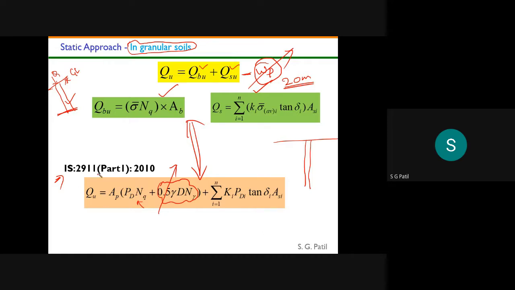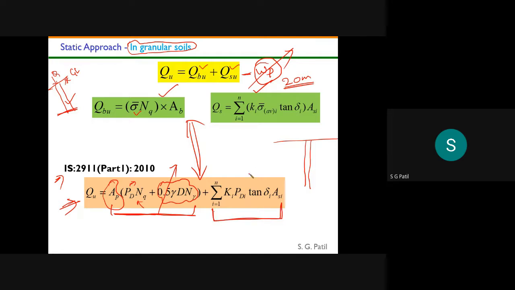Okay, so this is the IS 2911 formula. This is the tip area into PD into NQ. PD is nothing but your overburden pressure. So sigma and PD are the same, only the nomenclature is different. In IS 2911 they refer to it as PD, but in my slide I am referring to it as sigma bar. This is nothing but overburden pressure, and NQ is the same anyway. The 0.5 gamma D term, and gamma, we have neglected in our calculations. This is your base resistance part, and this is your shaft resistance part.